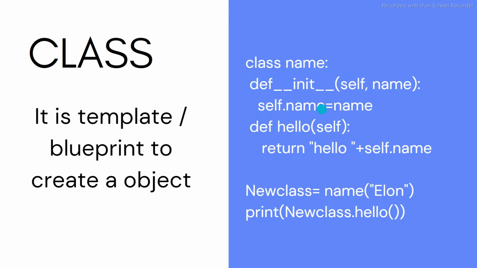For example, take an example: dog has four legs. I am going to pass that it has four legs, its color is this, and its breed is this. When I pass this, it is going to initialize that the breed of that dog is German Shepherd, the color is black, and it has four legs.